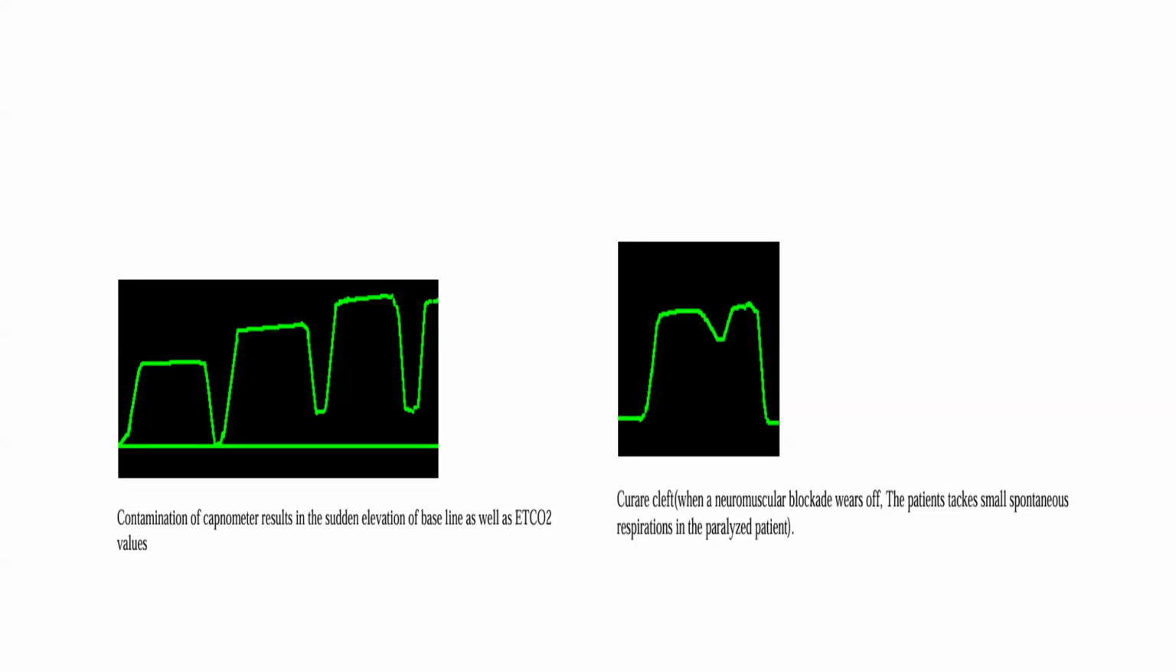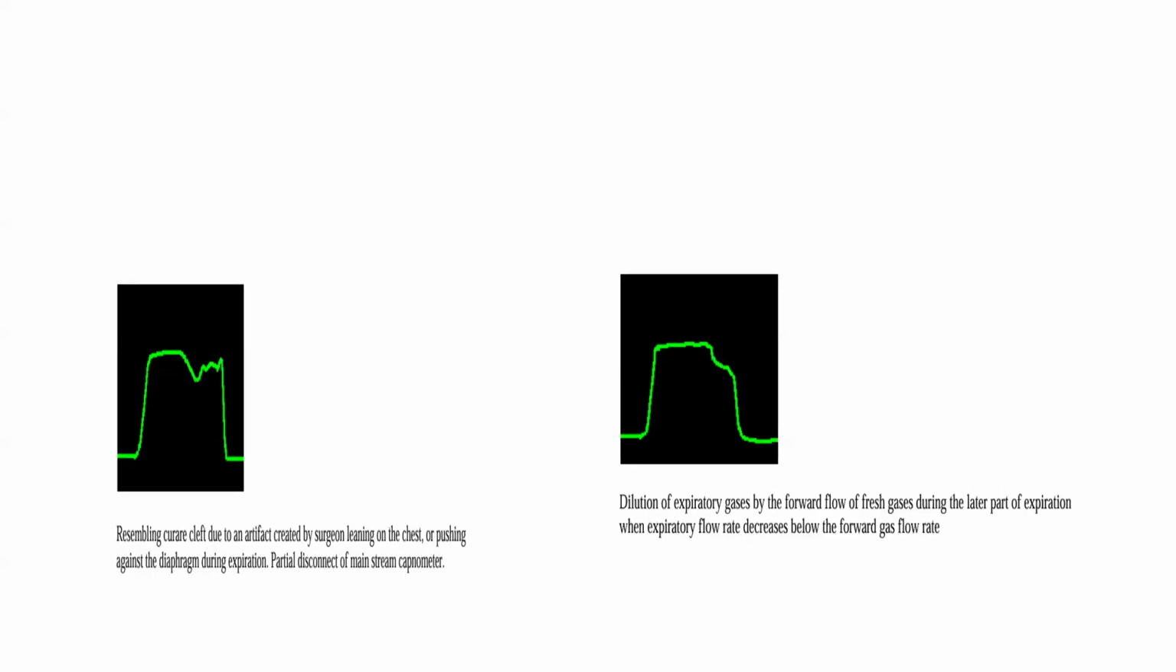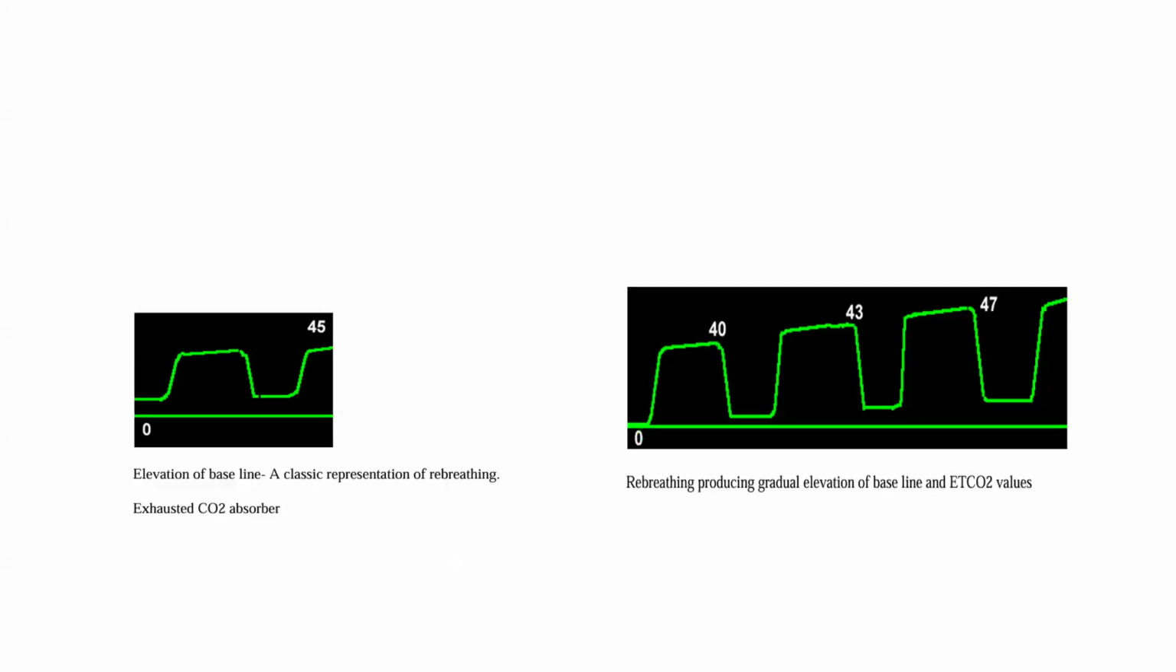This is the curare cleft when neuromuscular blockade wears off. The patient takes small spontaneous respirations in the paralyzed patient. This resembles a curare cleft, due to artifact created by the surgeon leaning on the chest or pushing against the diaphragm during expiration. Now, this capnograph is representative of dilution of expiratory gas by the forward flow of fresh gases during the later part of expiration. This is the classical representation of rebreathing, that is, elevation of the baseline. Now, this is rebreathing producing gradual elevation of the baseline and EtCO2 values.